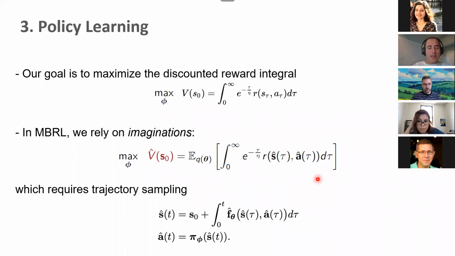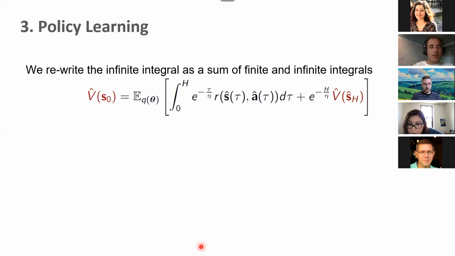So again, we'd like to maximize this with respect to phi. Here, rewards are related to states, states are related to actions, and actions are related to the policy and phi. So this is how backpropagation goes, all the way from reward to state, from state to action, and from action to phi. One problem with the previous write-up was that we had an infinite integral.